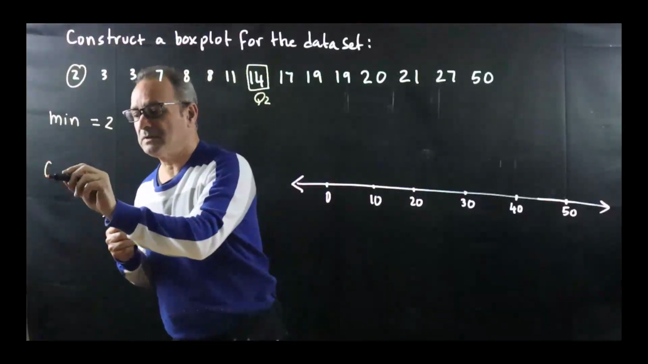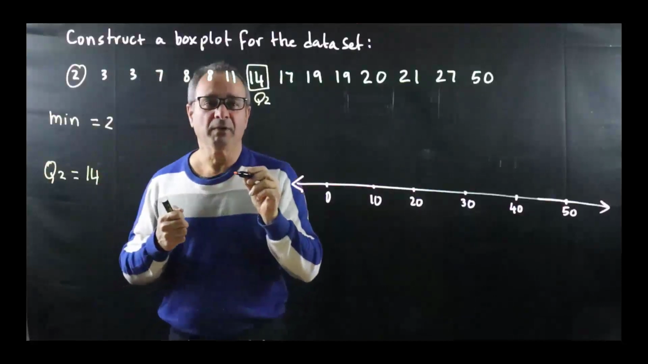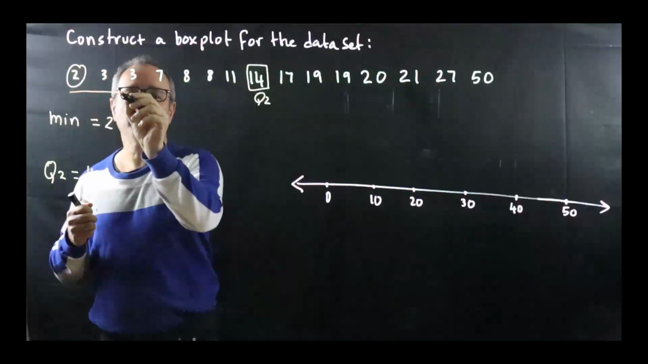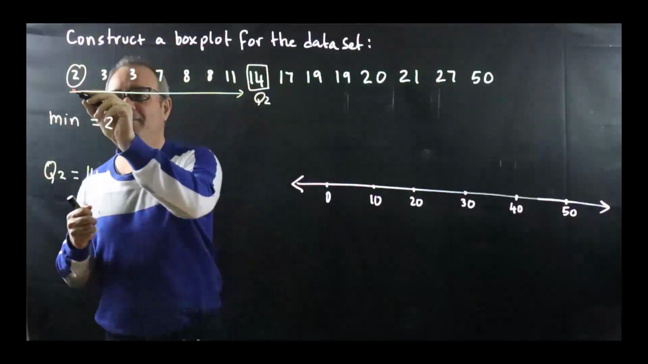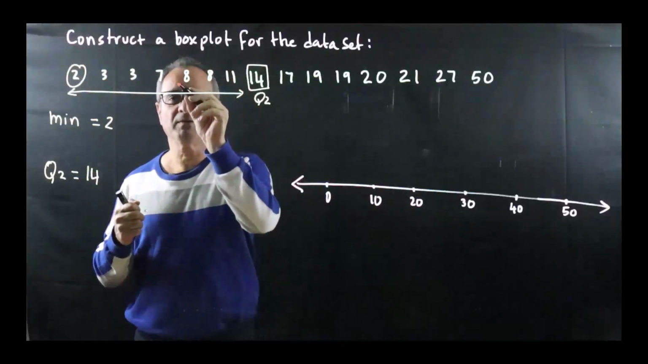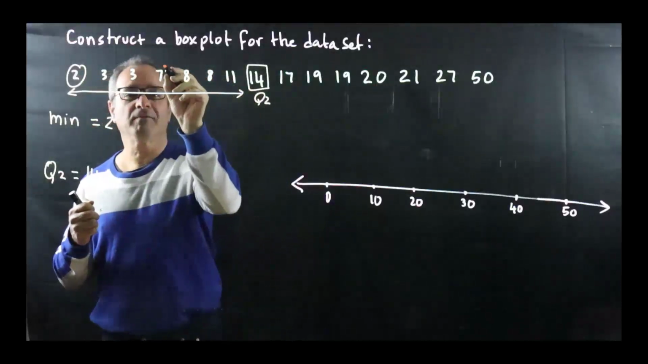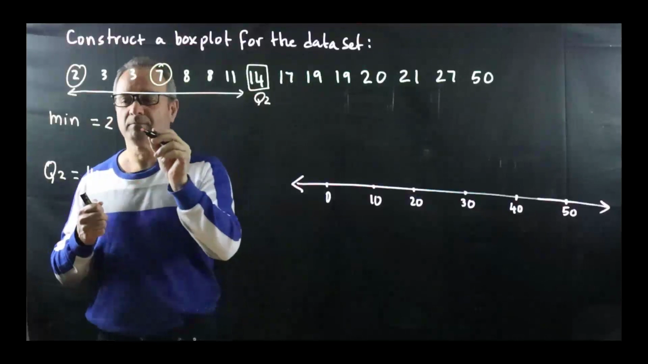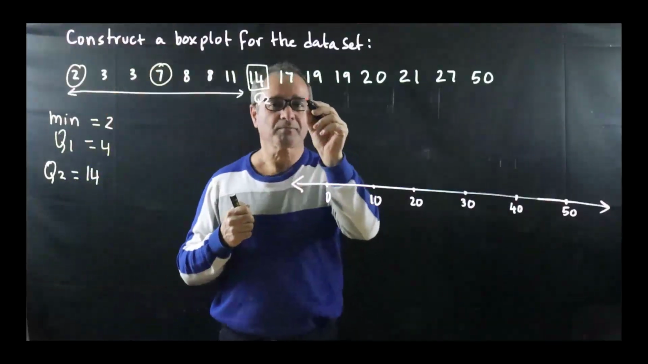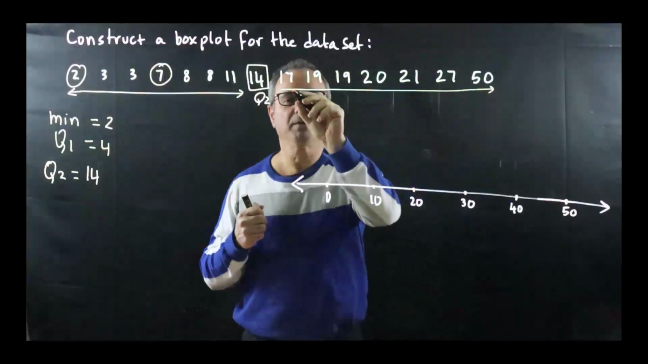So that would be Q2. So Q2 is 14. Now we can find the Q1. Q1 is the value in the middle of the first half. Okay, the first half has 7 values, so since this is an odd number of values, add 1, so that will be 8, divide by 2 will be 4th: first, second, third, and fourth, so that will be Q1. So Q1 is 4.